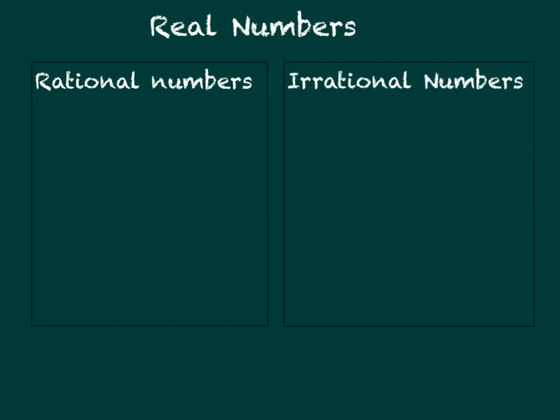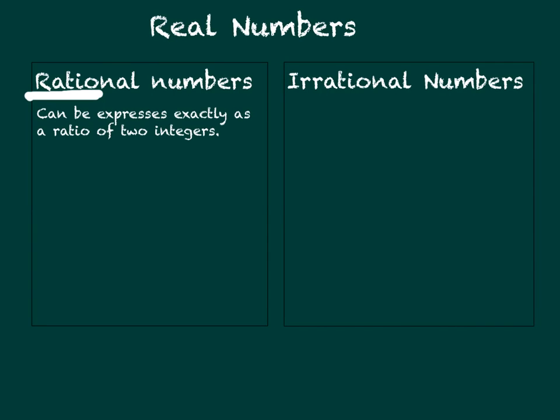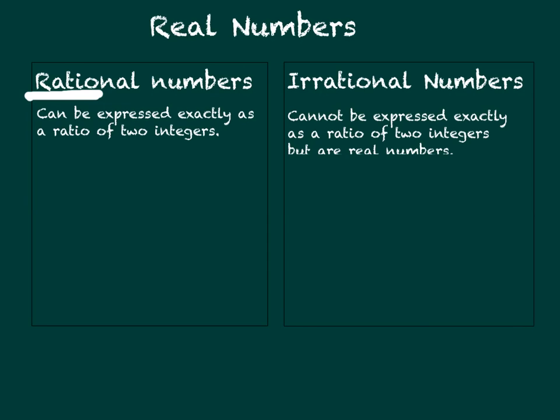Okay? Rational numbers are numbers that can be expressed exactly as a ratio. See this word ratio? And we all know a ratio is a fraction, so a rational number can be expressed as a ratio of two integers. And we will discuss integers in a few minutes. Alright, an irrational number then cannot be expressed exactly as a ratio of two integers.